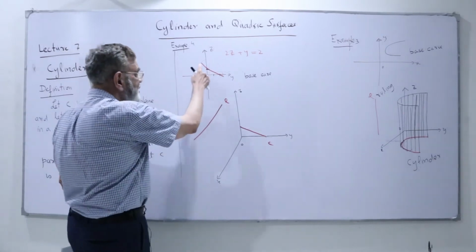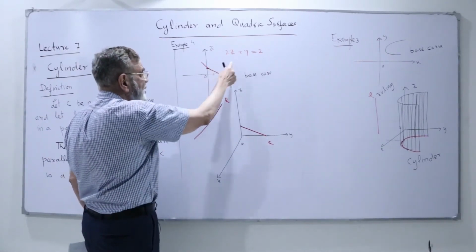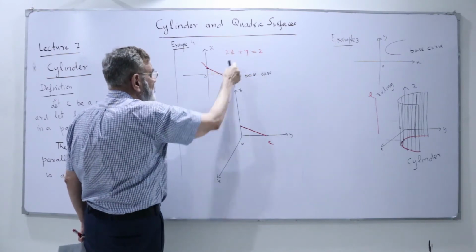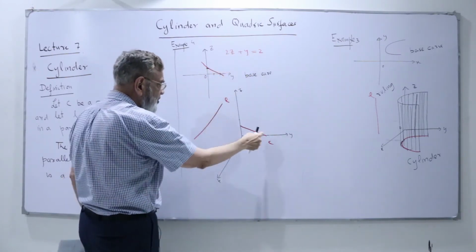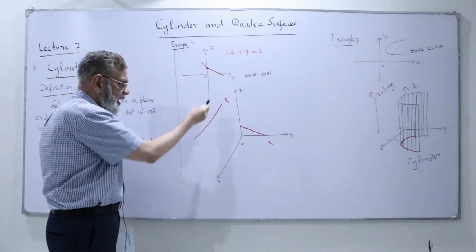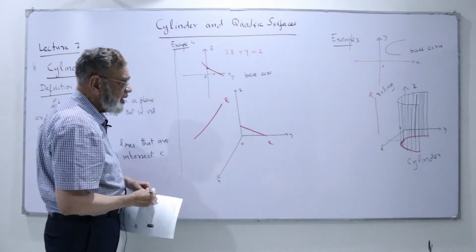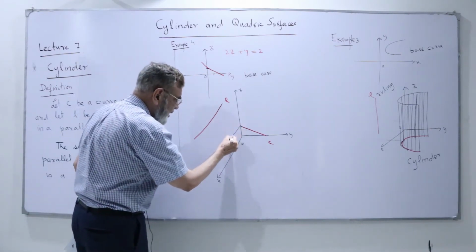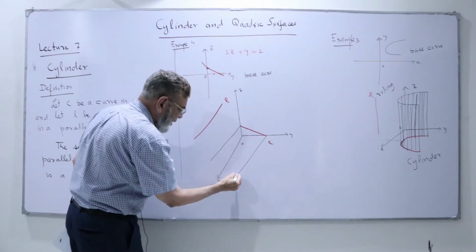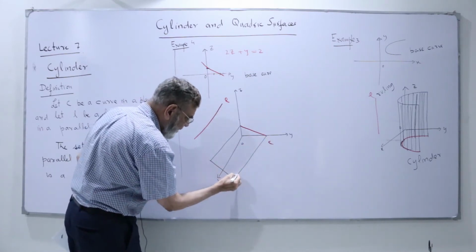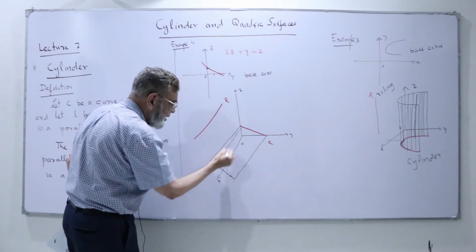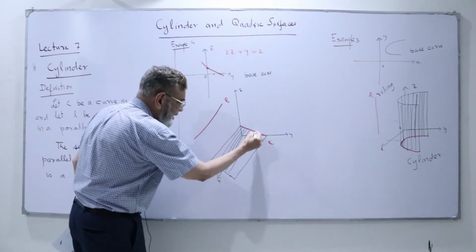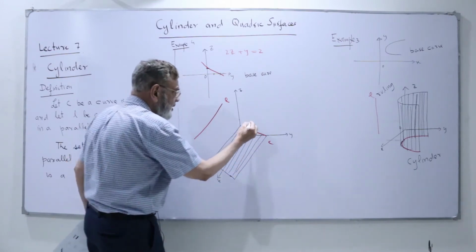In this example, we have this line in the yz plane. Its equation is 2z plus y equal to 2. When y equal to 0, z is equal to 1. When z equal to 0, y equal to 2. This is a line, so this becomes our base curve in our xyz space, and this is our directrix. Now we take all the lines which are parallel to this one, because they are intersecting the curve. So these are all the lines which intersect the curve parallel to the given line L, and this will be our cylinder.